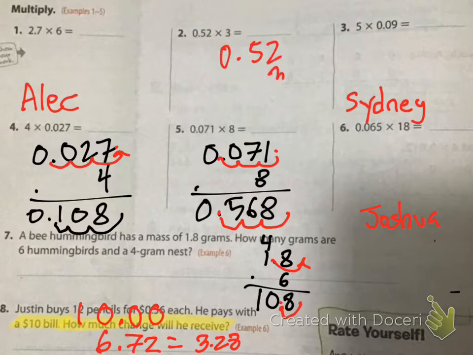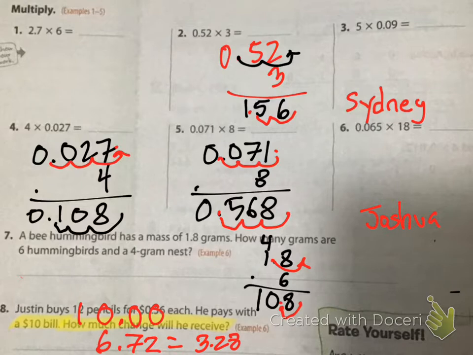52 hundredths times 3. How many times am I going to move over the decimal point, Jessica? 2. Perfect. 1, 2. What is 3 times 2? 6. 3 times 5. 15. And then what do I do now? You bring down the decimal. I move it back 1, 2 places. Exactly. And I get 1 and 56 hundredths. Excellent.